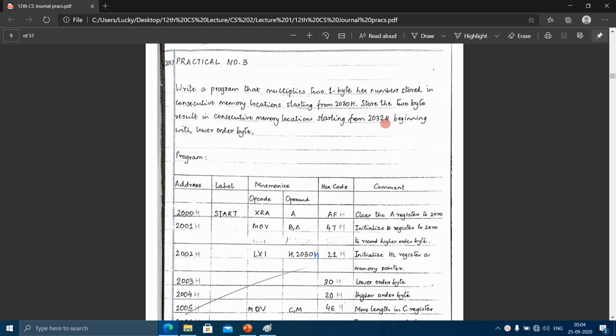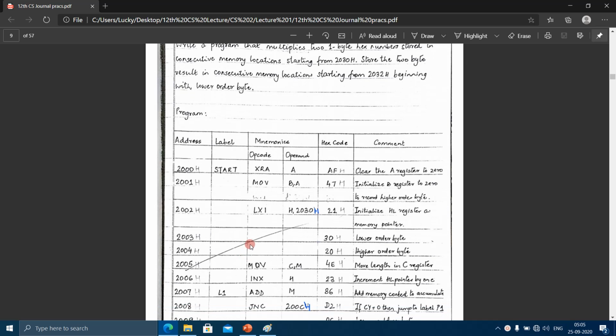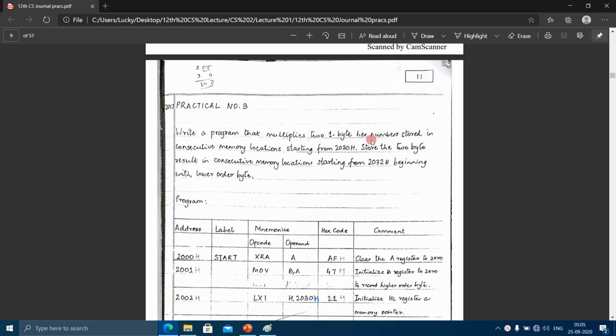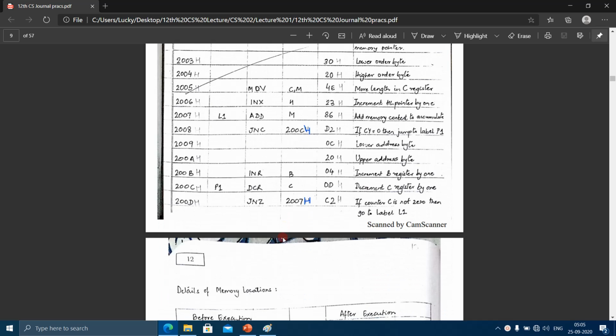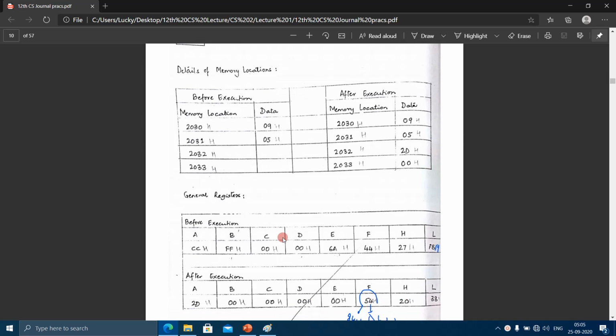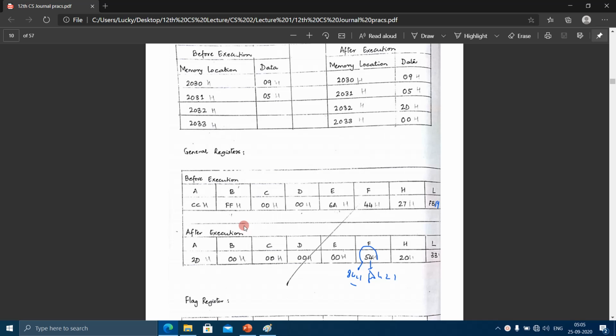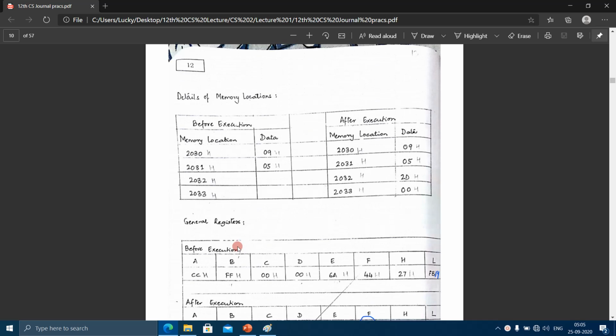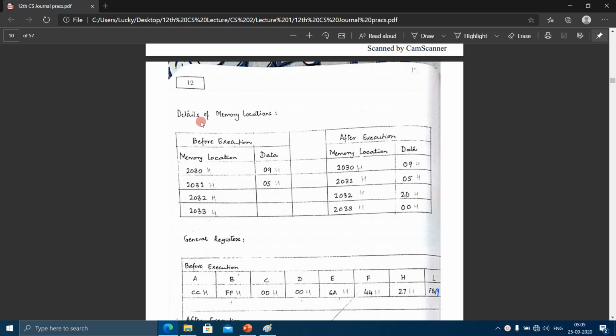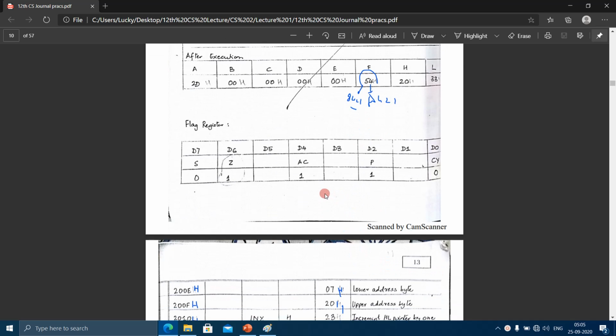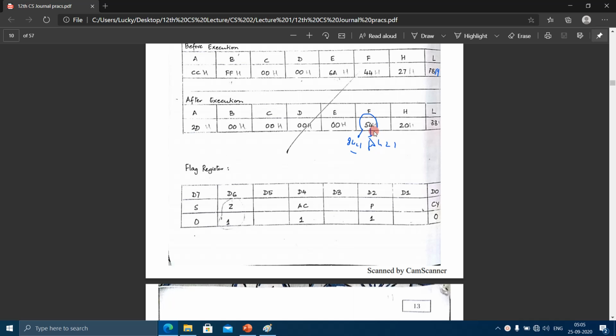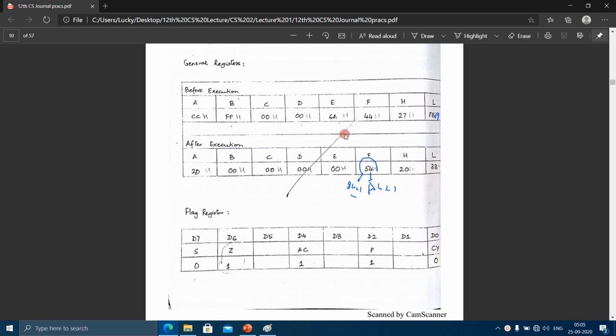So in the previous lecture we were done with this program, practical 3, multiplication of two 1 byte hex numbers. We discussed the program, and the contents of registers before execution and after execution. We discussed the details of memory locations before and after execution, and we were discussing this flag register. According to the result, the flag registers are either set or reset.